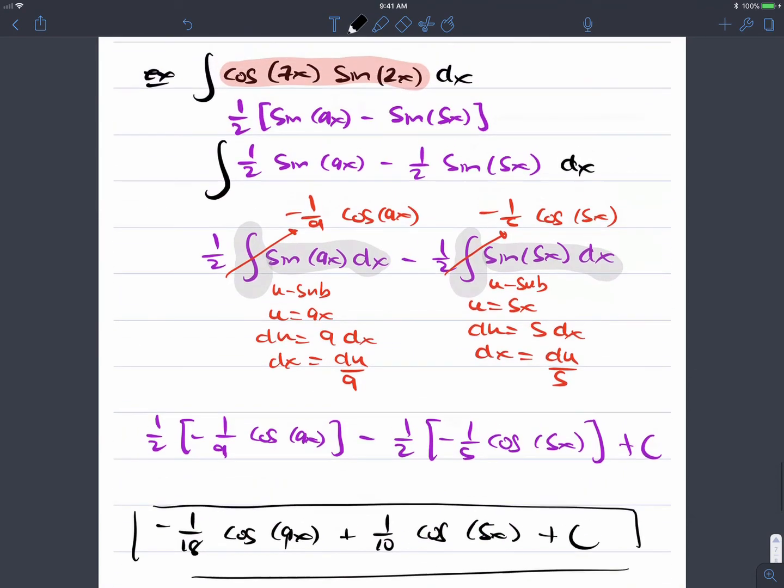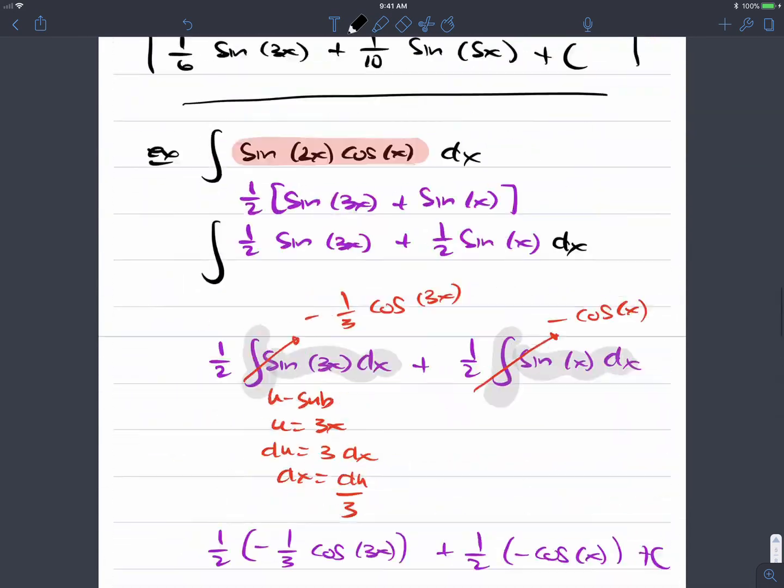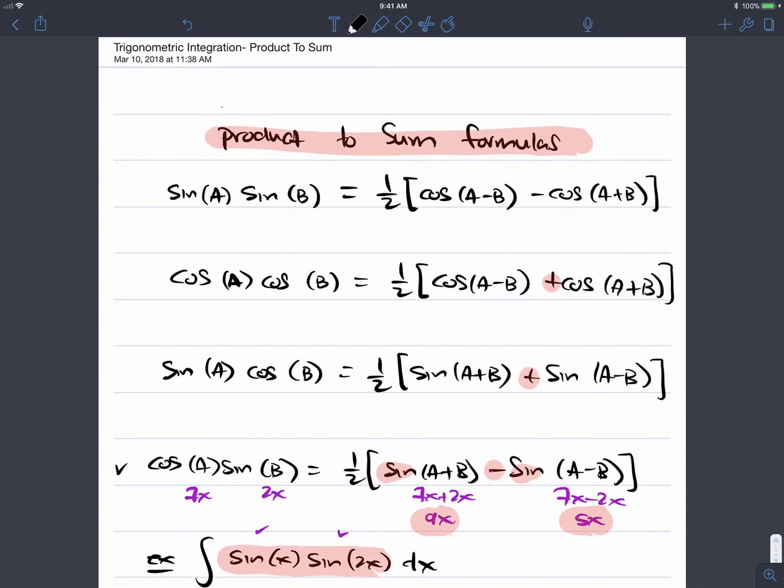And that is how you handle what we call product to sums. You essentially use the appropriate product to sum formula and you integrate.